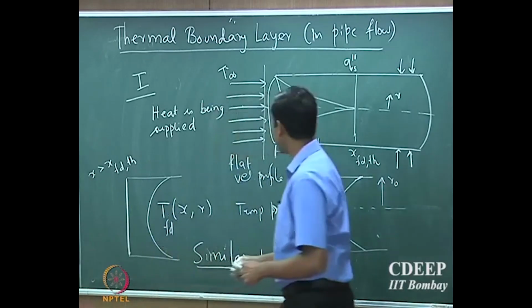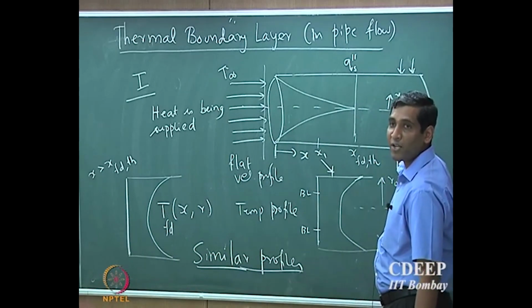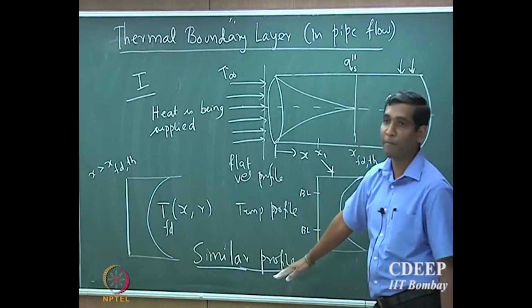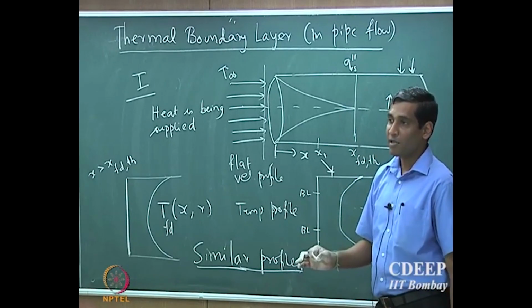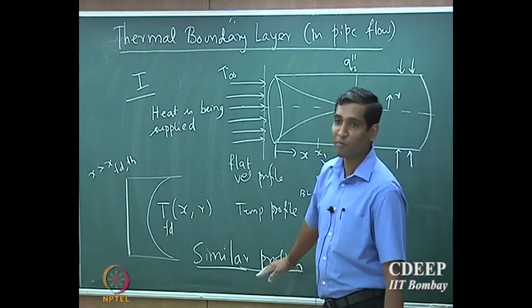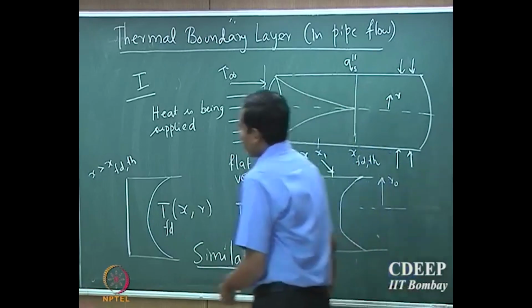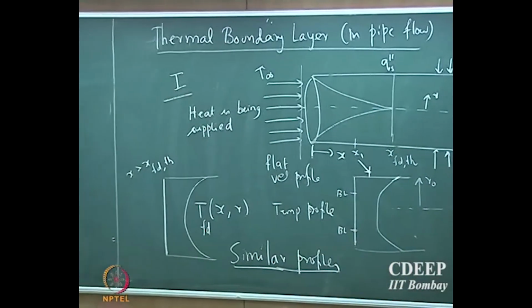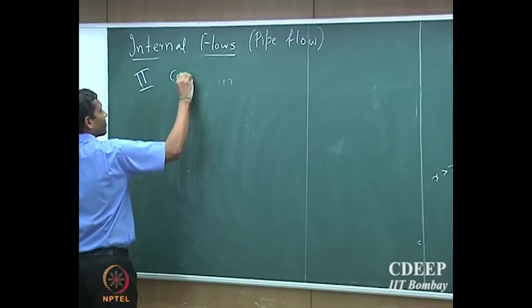So at any location after the fully developed regime in the thermal boundary layer case, you will have similar temperature profiles. Note that they are not the same, it's only similar. We're going to define what is meant by similar profile, mostly in tomorrow's lecture, okay. Alright, so now once we know this, we can go to the next case where you have a constant temperature.